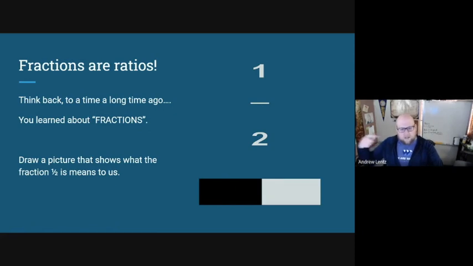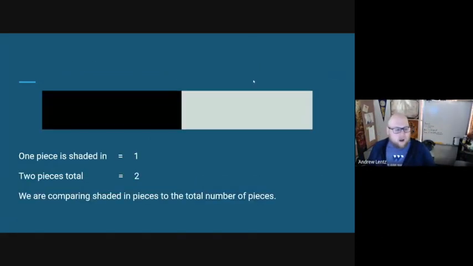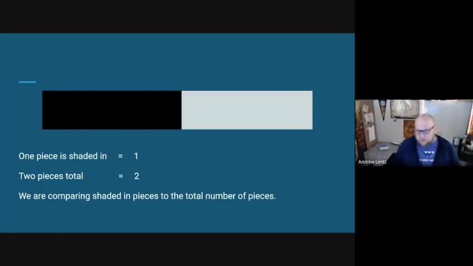Right? Does everybody kind of dusting those cobwebs off on what a fraction means? Well, ladies and gentlemen, if so, and you're following along, ratios are exactly the same. They're the same. I have one piece that's shaded in. I have 2 pieces total. So I can compare the number of shaded pieces to the total number of pieces by writing a ratio. I have 1 shaded to 2 pieces. They're nouns. 1 shaded piece, 2 total pieces. They're both nouns, and I'm comparing the 1 to both of them.